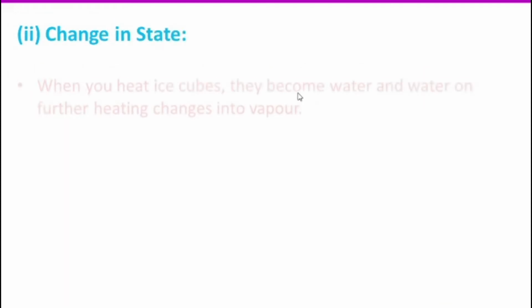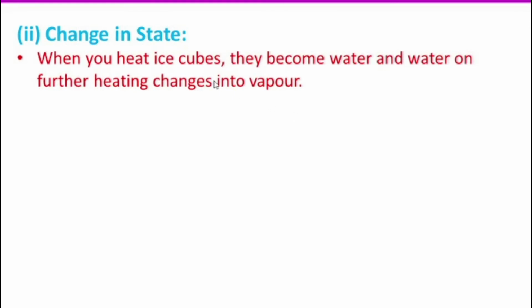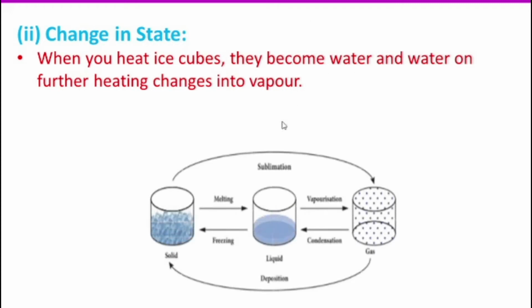Second, change in state. When you heat ice cubes, they become water, and further heating changes it into vapor. So we take the ice cube, then we give the heat, which means the ice, the solid state, changes to liquid, that is water. Then if we heat the liquid water further, it changes to vapor. So solid, liquid, gas.